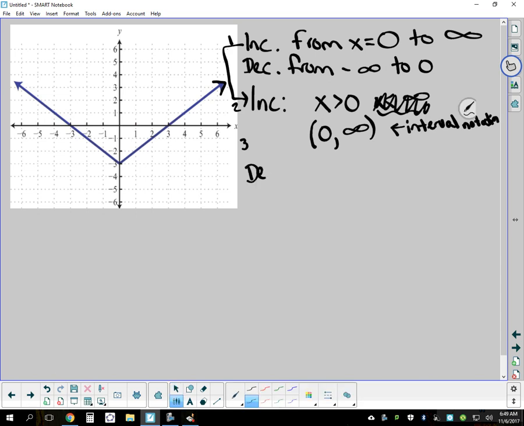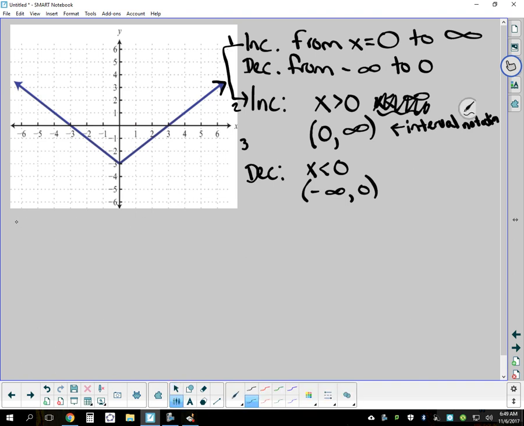Okay, let's do the same thing with decreasing now. So we already said it's from negative infinity to 0. While using an inequality, we could say that it's decreasing when x is less than 0. We don't include 0 like an equal to part either way, because that's where your change is happening. So you can't include it because on one side of it, it is increasing, one side it's decreasing. So at that point, it's doing neither. You cannot include it. In interval notation, we would go from negative infinity to 0. Okay?